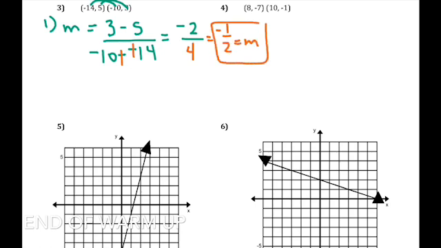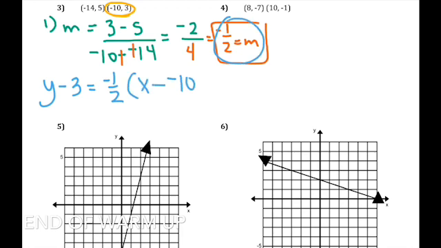Now that I have my slope, all I need to do is pick a point. It doesn't matter which point I choose. I can choose either one. I'll just pick that one. No particular reason why. And so I'm going to do y minus the y is equal to -1/2. That's my slope. That's coming from right here. Times x minus the -10. So make sure you get all the negative signs in there.